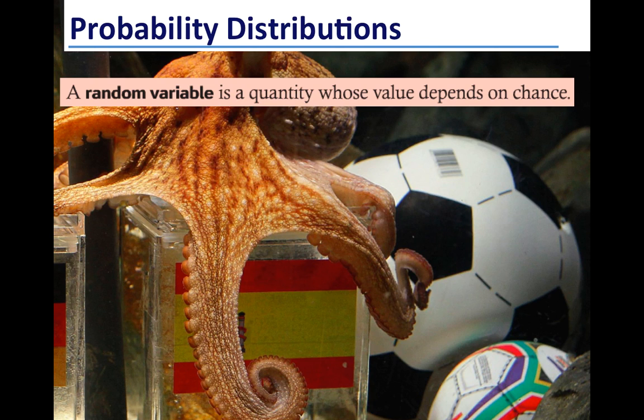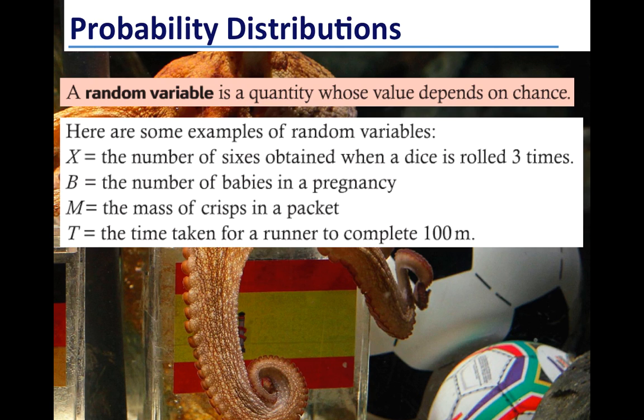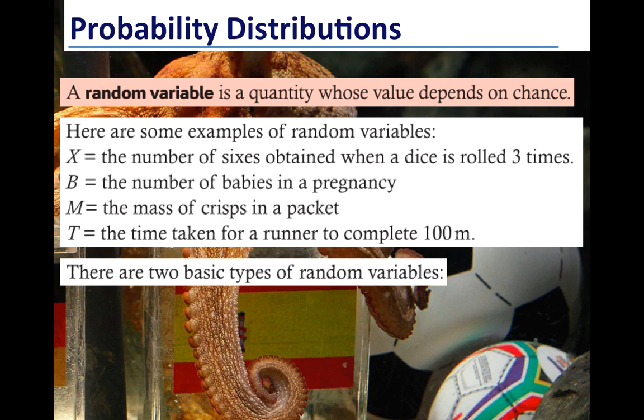This is a phrase that you're going to hear repeated a lot, and just to give you some examples, we've got 4 here. X is the number of sixes obtained when a dice is rolled 3 times. B is the number of babies in a pregnancy. M is the mass of crisps in a packet, and T is the time taken for a runner to complete 100 meters.